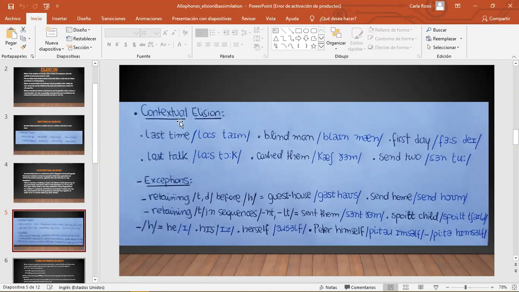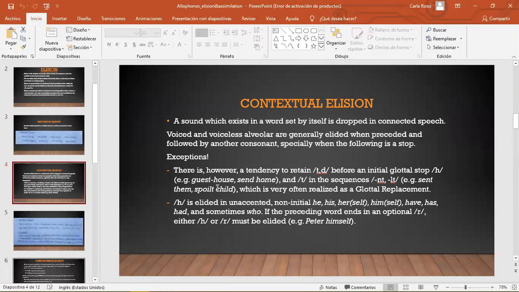In these two words, last time, the final voiceless alveolar plosive sound in last was omitted. So you have last time. Last time, for these two words, blind man, first day, last talk, cash them, sent to, okay? Then we move to the exceptions that I said.